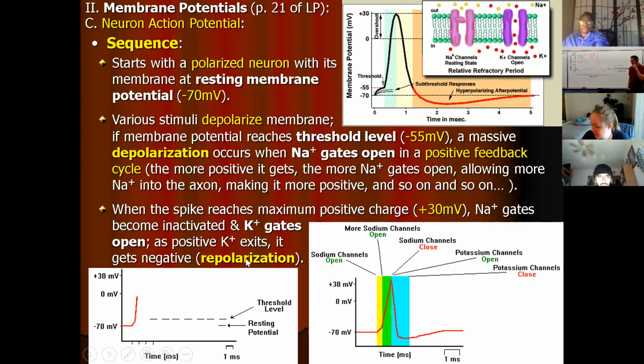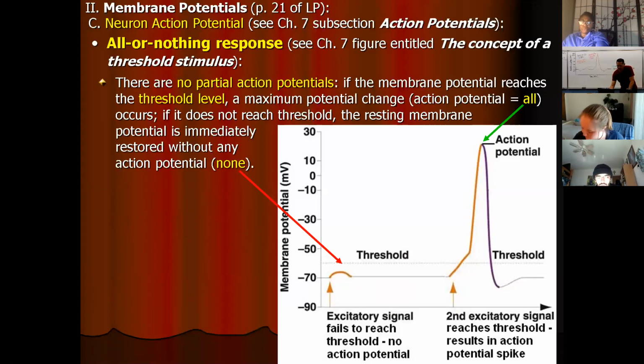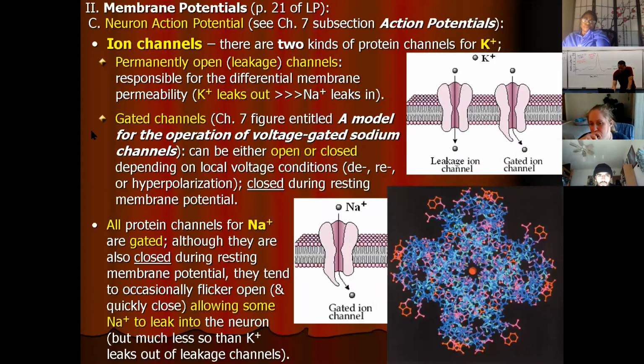Now, there are two different types of these gates. So on this slide here, maybe draw a line from the second diamond and write there are fast gated channels and slow gated channels for potassium. So there's actually two types underneath this diamond: fast gated channels for potassium and slow gated channels for potassium.